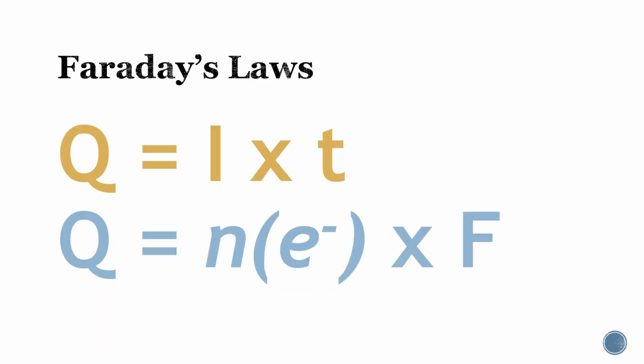So if Q is equal to It, and then we have the next one, Q is equal to the n of electrons times F. We've already talked about this. We have a new equation for the number of moles.